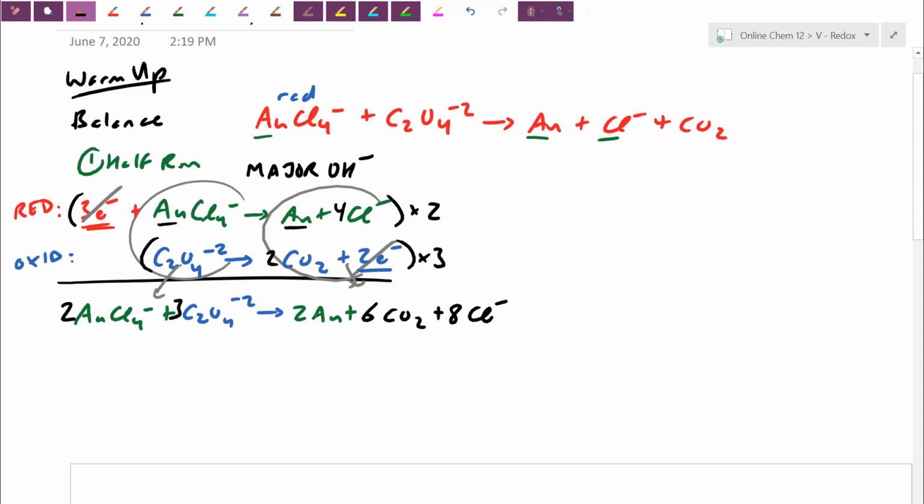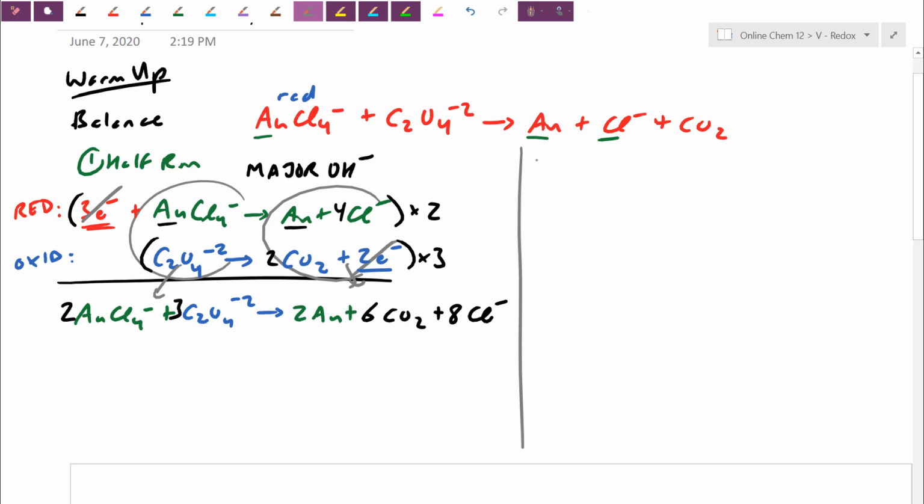Again, if you're running out of time, you just check for the overall charge. So the overall charge on the left side, every compound here is negative. There's 2 times that, so minus 2. Plus the negative 6 here, that gives you negative 8. On the right side here, negative 8. We're probably good at this point. Okay. So that was the half reaction method. It's very, very systematic, but it takes a lot of work.